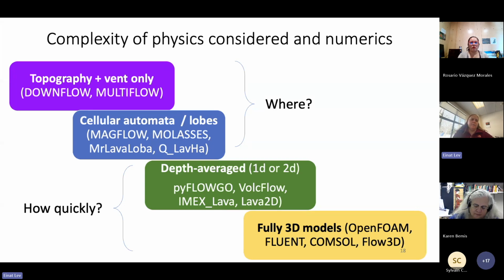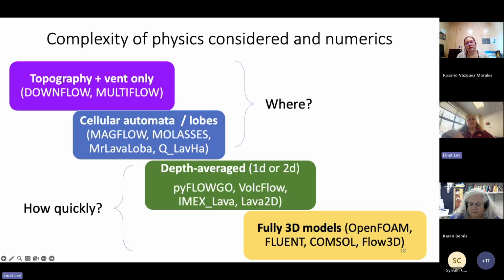Next level up is depth average models, where we're already solving the partial differential equations. To make it a little faster, we use a depth average formulation, assuming there's no variation in the vertical direction of the flow, because usually flows are much longer than they are thick. So these assumptions usually hold for lava flows. Examples of some of these codes are PyFlogo, which is one-dimensional, VolcFlow, IMAX Lava, and Lava 2D.